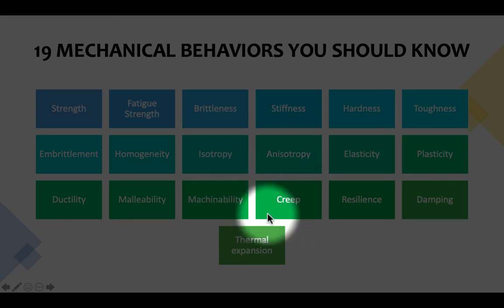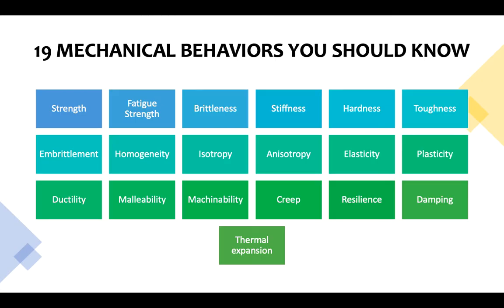Creep is a slow and gradual deformation or change in dimensions of materials under a certain applied load. Creep can be measured by the influence of time and temperature. Creep typically occurs at high temperatures, but can also occur at room temperature.